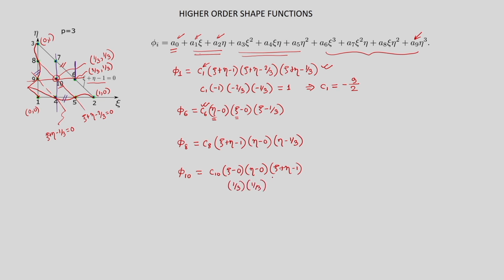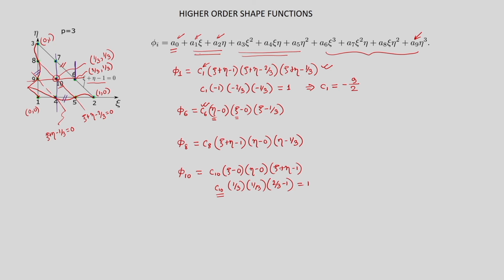So, that makes this 2 by 3 minus 1, that is minus 1 by 3, and then we will make it 1 to calculate C10. So, that is how we can calculate all these 10 shape functions that are non-zero in this element. Once we come up with the definitions of phi i's, or I should say Ni's, then we can take their derivatives, which are required to evaluate the element stiffness matrix.